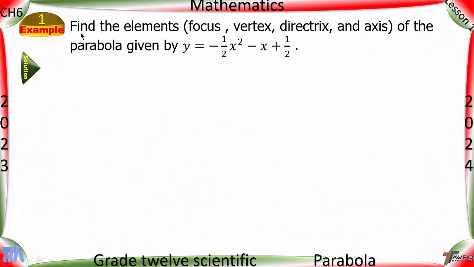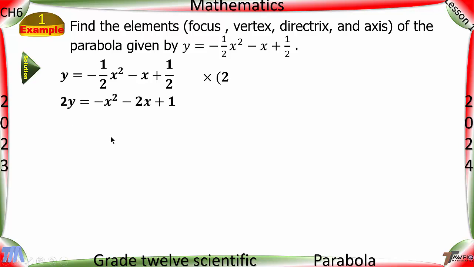Example number 1. Find the elements: focus, vertex, directrix, and axis of the parabola given by y is equal to minus 1 over 2 x squared minus x plus 1 over 2. First of all, let us multiply the equation by 2 to make it easier. So 2 times y is 2y, and 2 times half is 1, minus 1 x squared, and 2 times minus x is minus 2x, and 2 times 1 over 2 is 1.